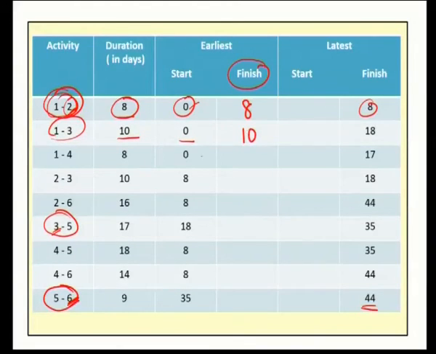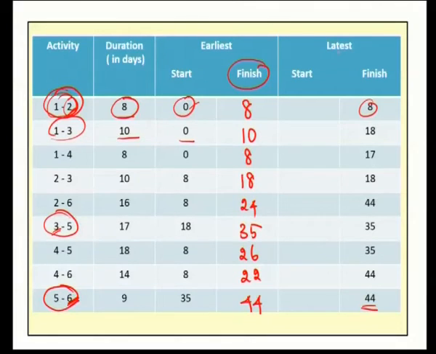In the same way, for each and every activity, we can compute the earliest finishing time, which is the sum of duration plus earliest starting time. So, here 16 plus 8, 24. Here it is 35. Here it is 26. Here it is 22, and here it is 44.